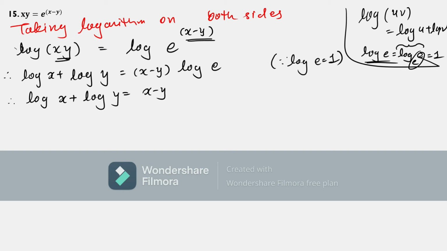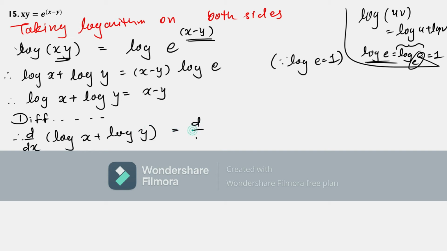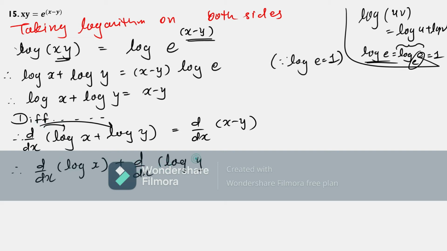Log e is 1. Now we can differentiate on both sides. This is simpler than any other question in this exercise. Differentiating on both sides with respect to x. That means d by dx of log x plus log y is equal to d by dx of x minus y. That means separating both the terms, so d by dx of log x, this differentiation of log x, and then differentiation of log y is equal to, here also separating, dx by dx minus dy by dx.